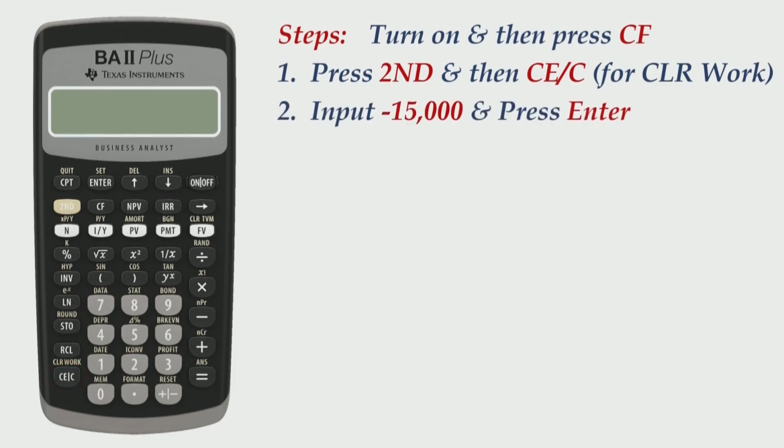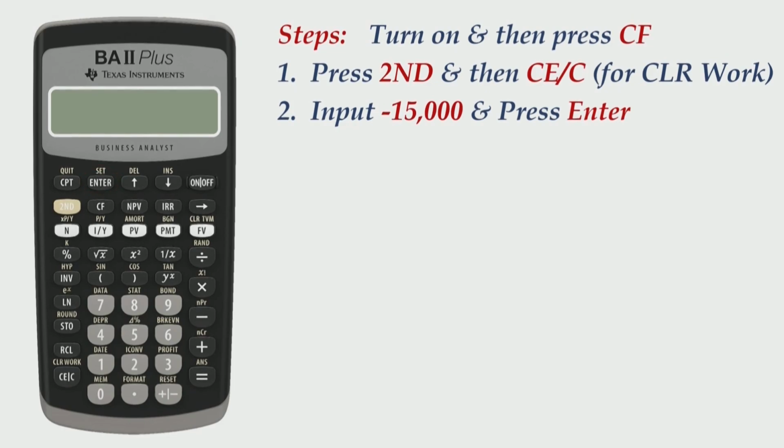Thereafter, input negative 15,000 and press enter. I have explained to you how you do that. You first input 15,000 and then push this button of plus or minus. This is a sign changing switch. So the positive 15,000 will convert into negative 15,000 and then press enter.